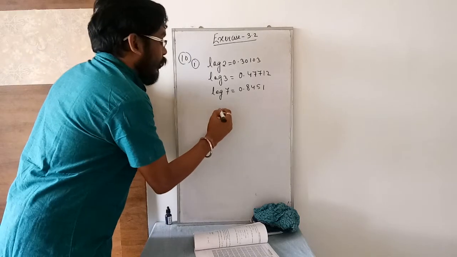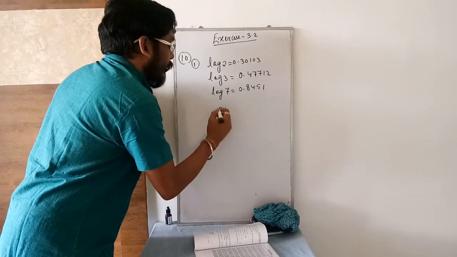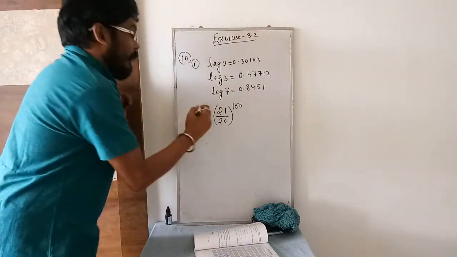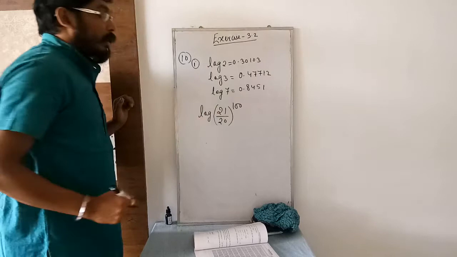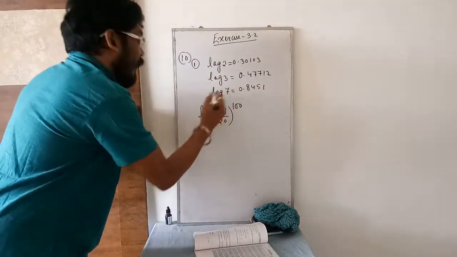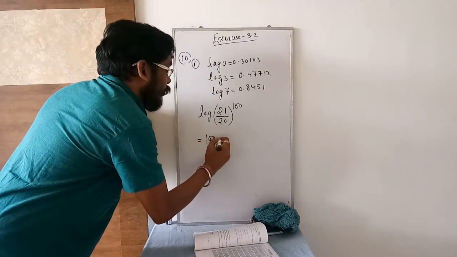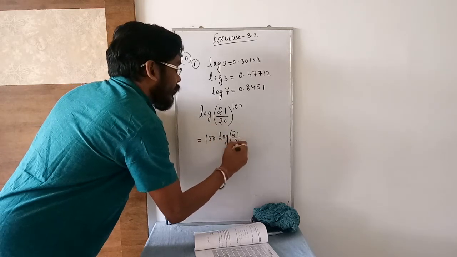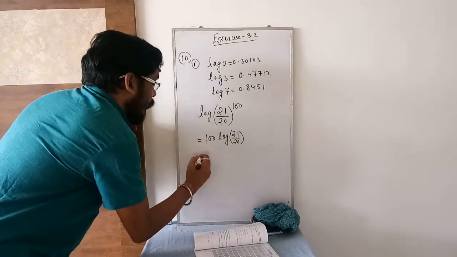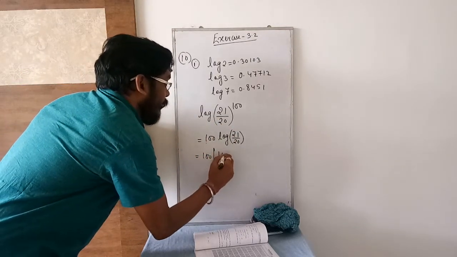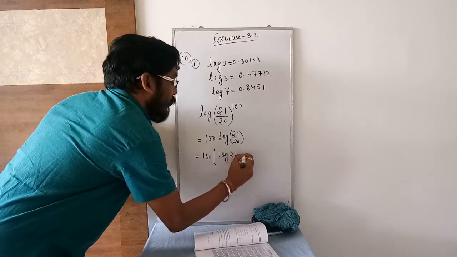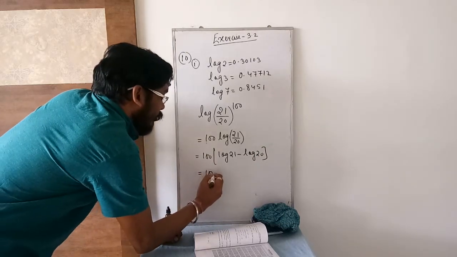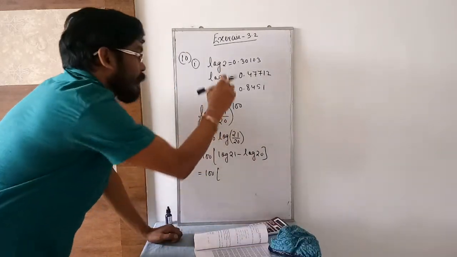I have to show (21/20)^100 is greater than 100. So I have to find the value of (21/20)^100. To find this value, I will take log of this, and the 100 will come in the coefficient. So it is 100 log (21/20). Here base nothing means 10. So it is 100 into log 21 minus log 20. You can't use the log table here; you have to use the values which are given.